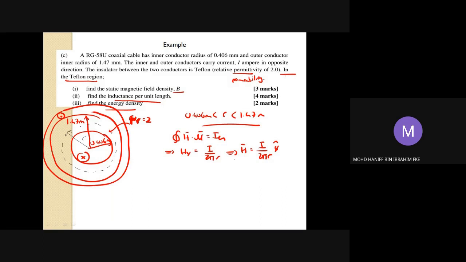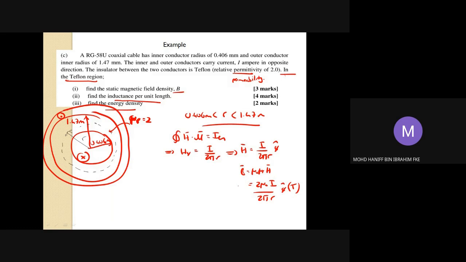From here we can calculate the B straight away. B will be simply mu naught mu r times H, which will be 2 mu naught multiplied by I divided by 2 pi r, in the direction of phi, in Tesla. All right, so that should be your flux density B. Very straightforward question.